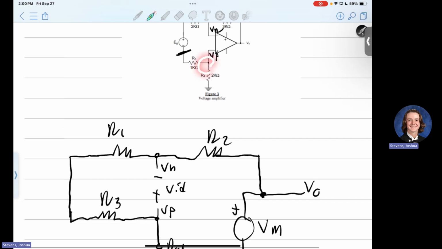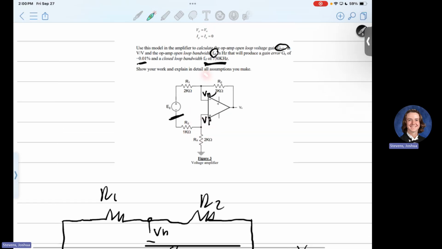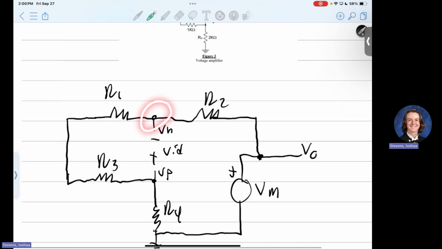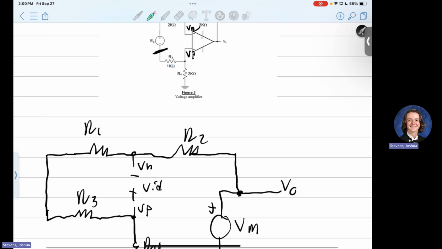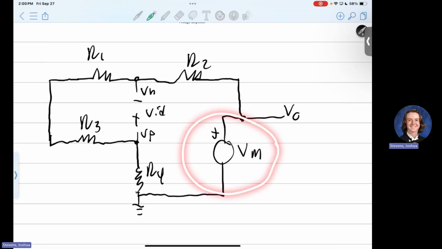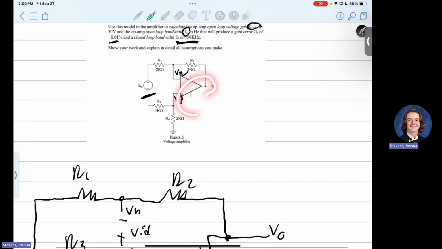We have VP tied to this node, VN tied to this node. When I redrew it, I did the same thing. We agree. Cool. Now remember, we have to replace, I guess add is the better way to put it, add the VM to our model to represent the output voltage of the entire op amp. So this VM is representing the voltage coming from here tied to ground.